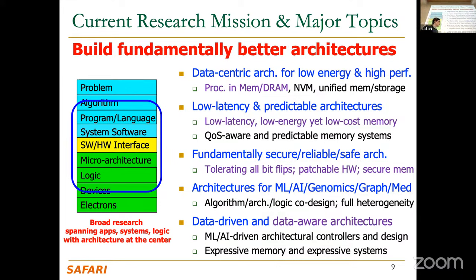Okay, and data-driven and data-aware architectures. For sure, we will have also some lectures about these. Examples are ML and AI-driven architectural controllers and design. You might know, there are different types of controllers in the hardware, in the compute system. You can think, for example, about the control unit that decides what's going to be the next thread to schedule in a multi-core processor or in a GPU. Or you can think about the cache controller or the memory controller that decides what addresses are going to be accessed next, depending on what are the memory requests from the programs, right?